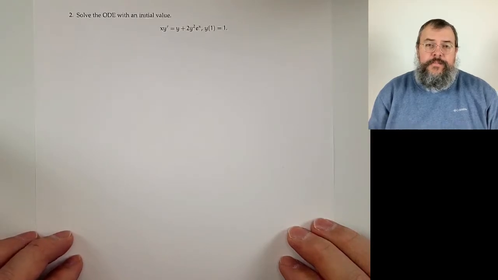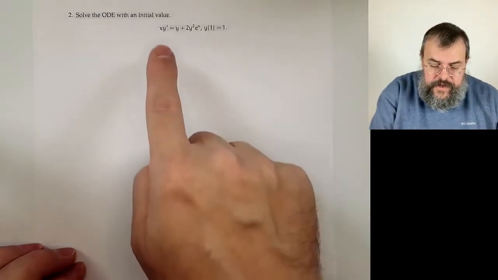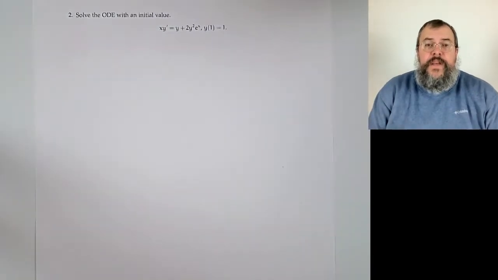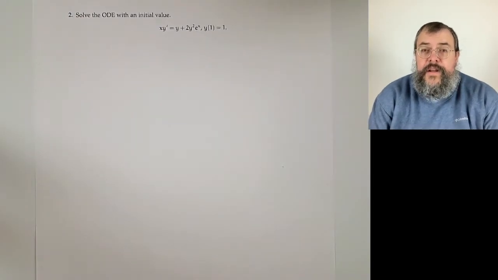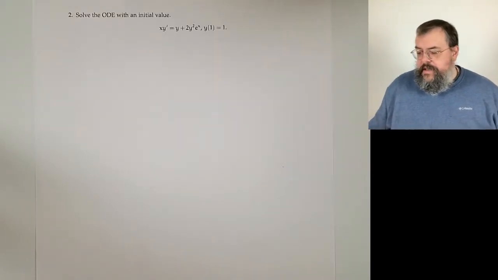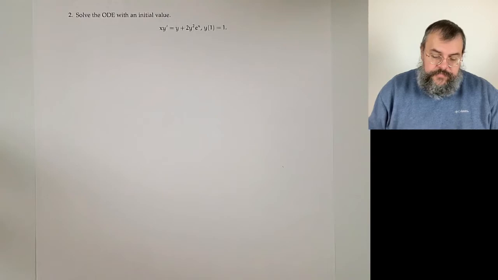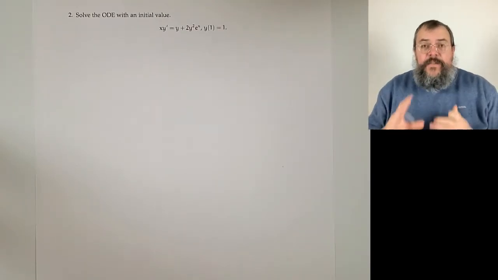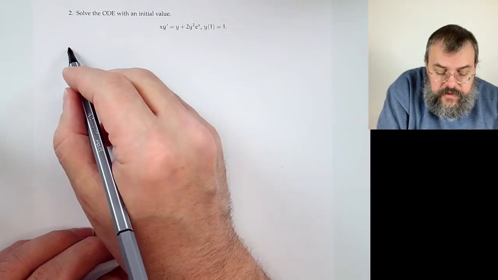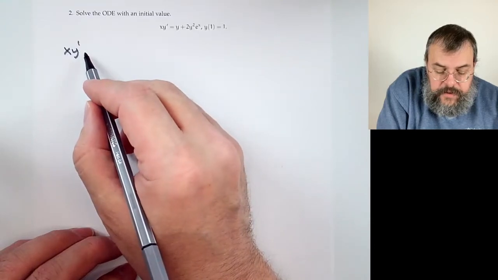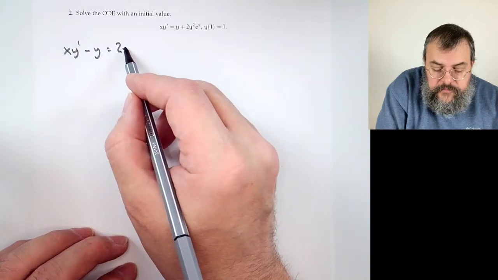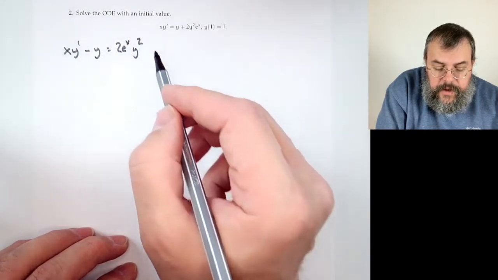All right. Solve the ODE with an initial value. So the ODE, that's the differential equation. Initial value is here. So x y prime equals y plus 2y squared e to the x, and y of 1 equals 1. All right. Well, what's happening here? Now, it kind of feels linear. And in particular, we could start by saying, well, we can write it as x y prime minus y is equal to 2 e to the x y squared.